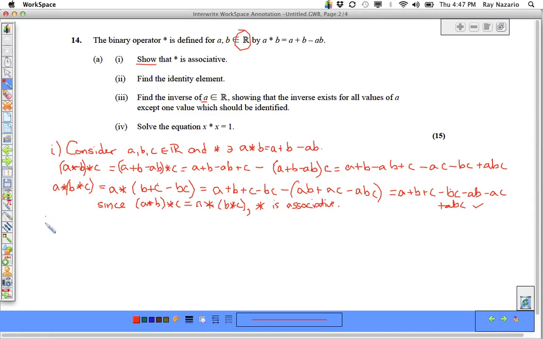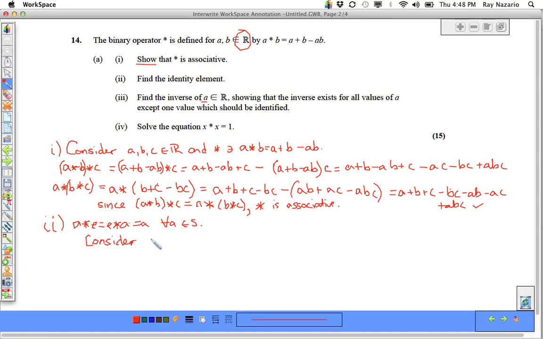Part 2I, find the identity elements. Identity element satisfies A star E equals E star A equals A for all A element of the set we're interested in. So I'm going to just set up an equation. We're going to just consider some elements.